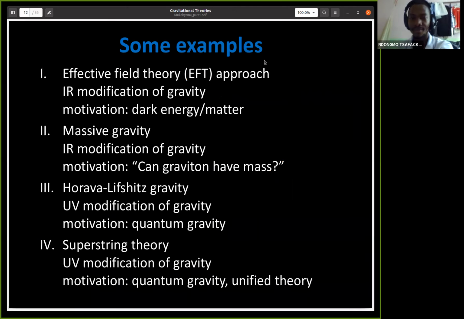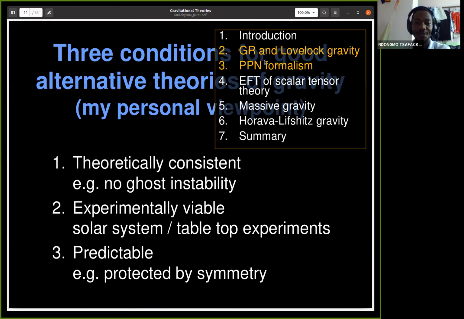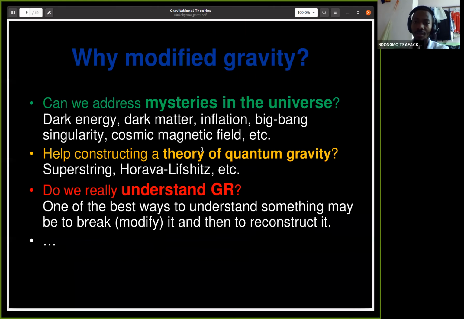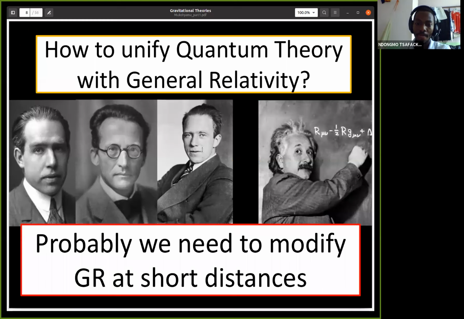Good morning, sir. Yes, good morning. Thank you for your fantastic introduction. I noticed that you said we need to modify gravity theory at short distance in order to get the quantum gravity theory. Is there any possibility to do the contrary, meaning that we need to modify quantum field theory, quantum theory, at large scale, perhaps? You mean at short distance, right? Because quantum gravity is at short distance.